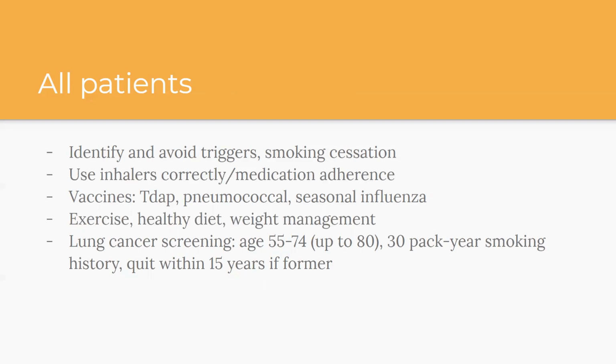we can find things early. So the criteria there is age 55 to 74, but with considerations of up to 80 if somebody, depending on their clinical condition, could undergo and withstand some kind of lung cancer treatment, right? And then the criteria also is that they need to have a 30-pack year smoking history. And if they've quit, they need to have quit within the last 15 years to qualify for the lung cancer screening. If they quit like 30 years ago, they don't qualify.